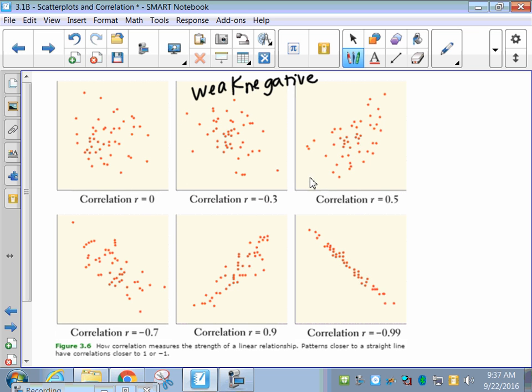And this next one, we've got a somewhat positive, even though it's only 0.5, there's still a little bit of positive correlation here. So you might say somewhat positive. We're not going to have exact cutoffs, you guys. Like from here to here is exactly these words. So you just have to use what you think, okay? Is it weak? Is it somewhat? Or is it strong? All right.